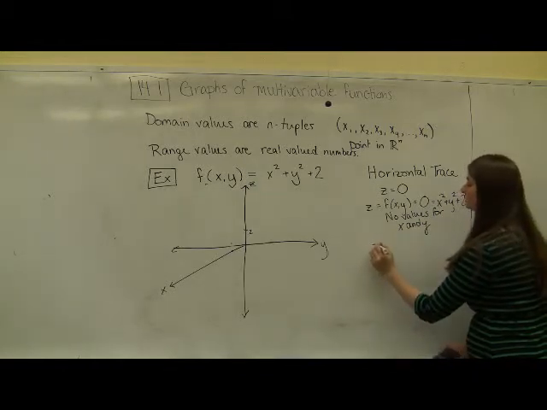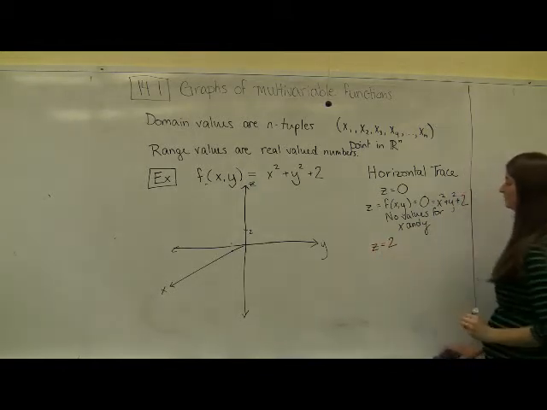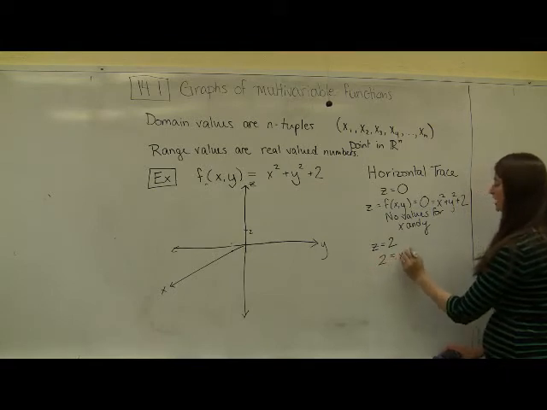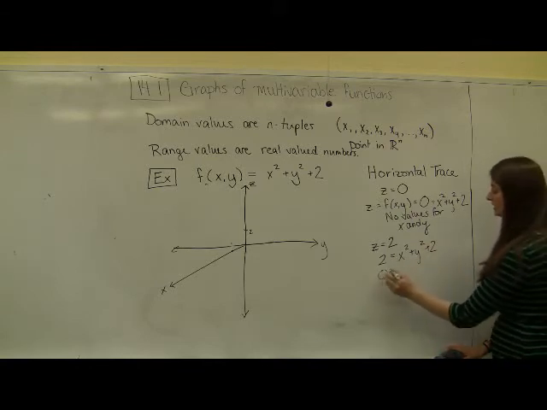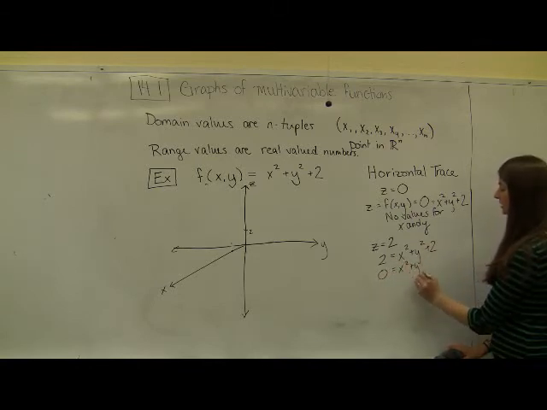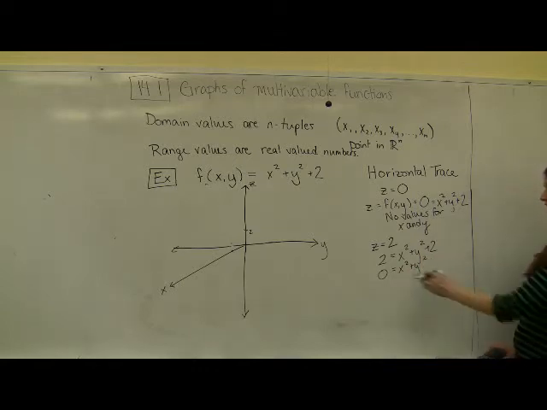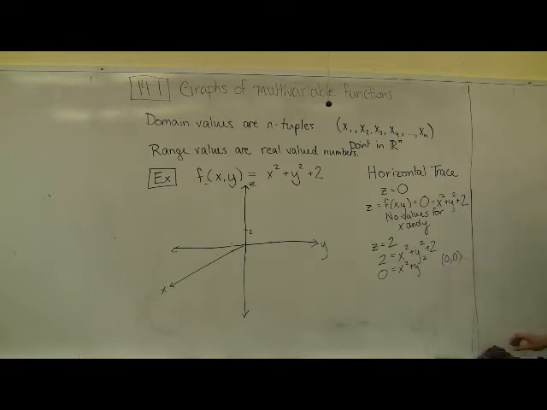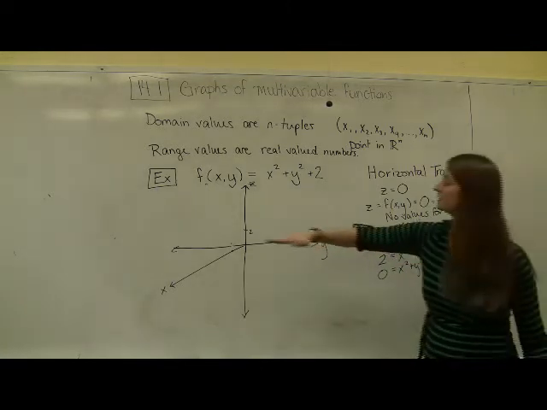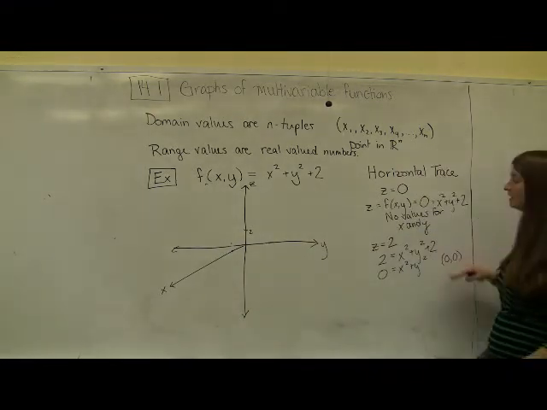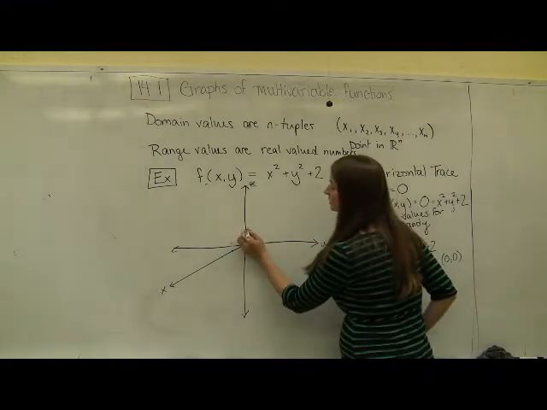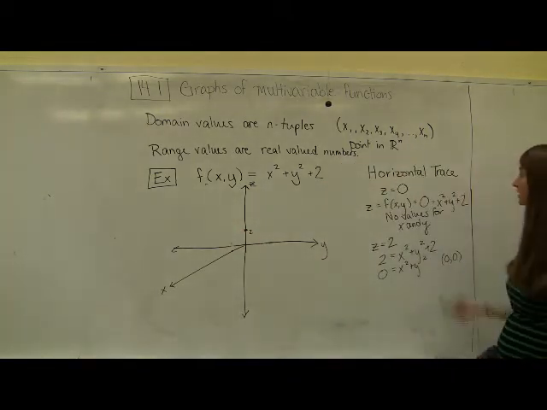But let's try a different z value. Let's try a z value where z is equal to 2. We get the equation 2 is equal to x squared plus y squared plus 2. I subtract 2 from both sides. I get 0 is equal to x squared plus y squared. In this case, we do have a solution. The only solution to this is the point 0, 0. So this is telling me that the horizontal trace, when I set my z value exactly equal to 2, I'm slicing this to be the plane z is equal to 2, I get an x and y coordinate of 0, 0. It's sort of a boring horizontal trace.